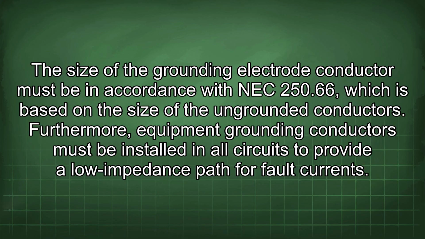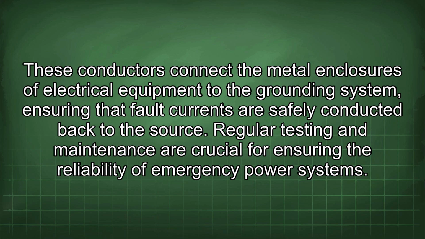The size of the grounding electrode conductor must be in accordance with NEC 250.66, which is based on the size of the ungrounded conductors. Furthermore, equipment grounding conductors must be installed in all circuits to provide a low impedance path for fault currents. These conductors connect the metal enclosures of electrical equipment to the grounding system, ensuring that fault currents are safely conducted back to the source. Regular testing and maintenance are crucial for ensuring the reliability of emergency power systems.